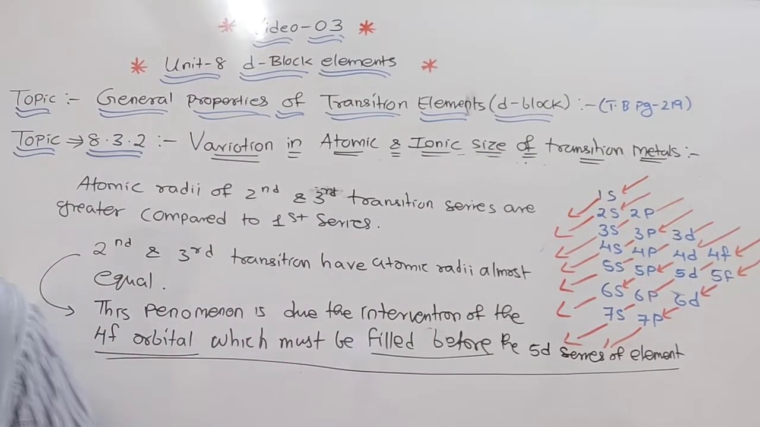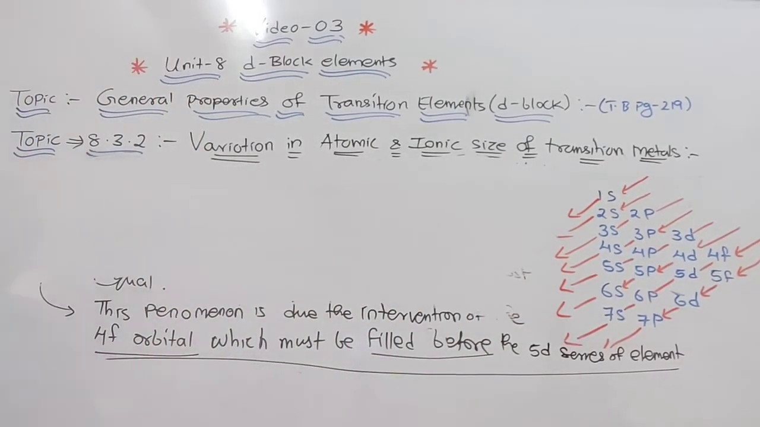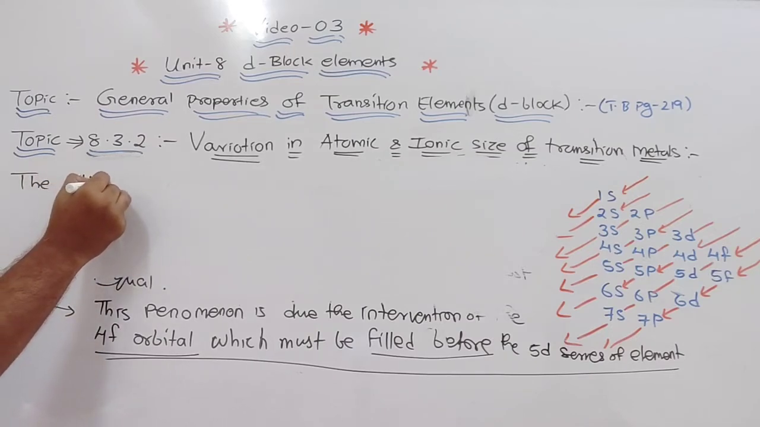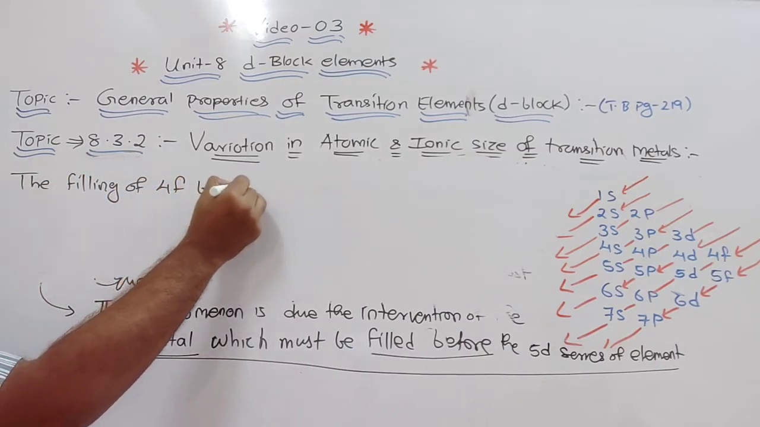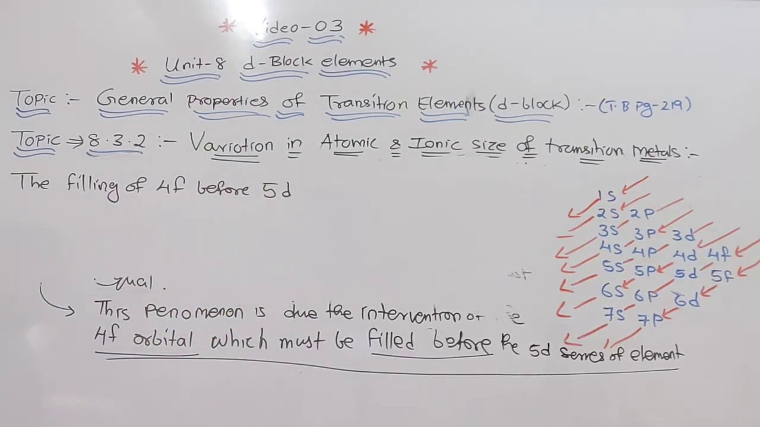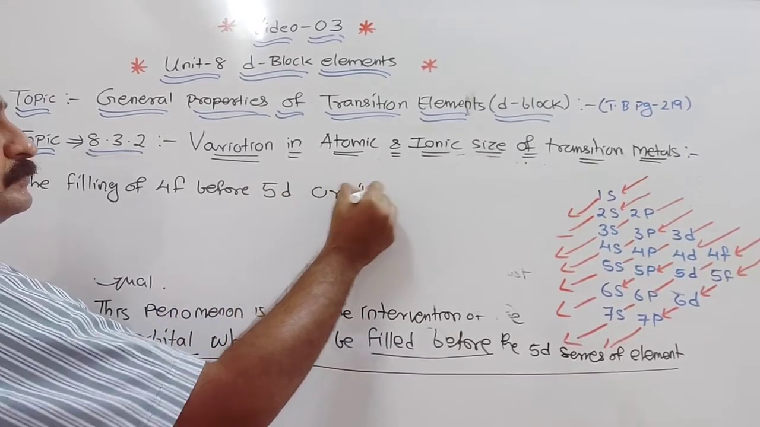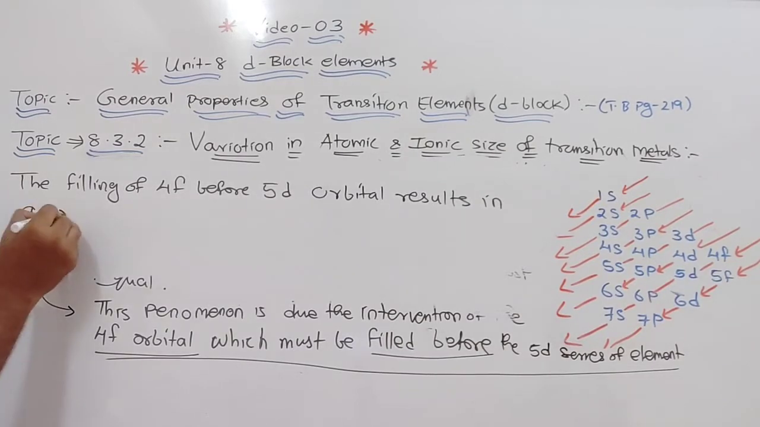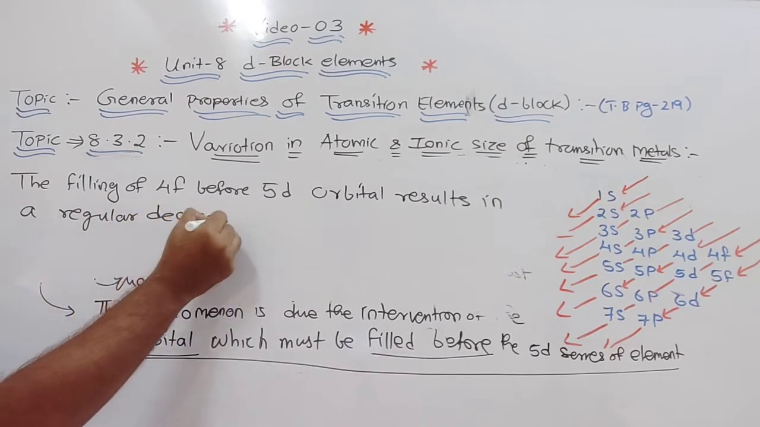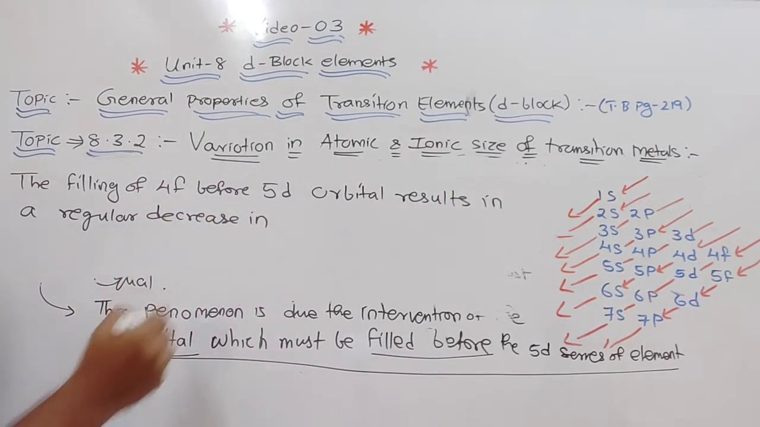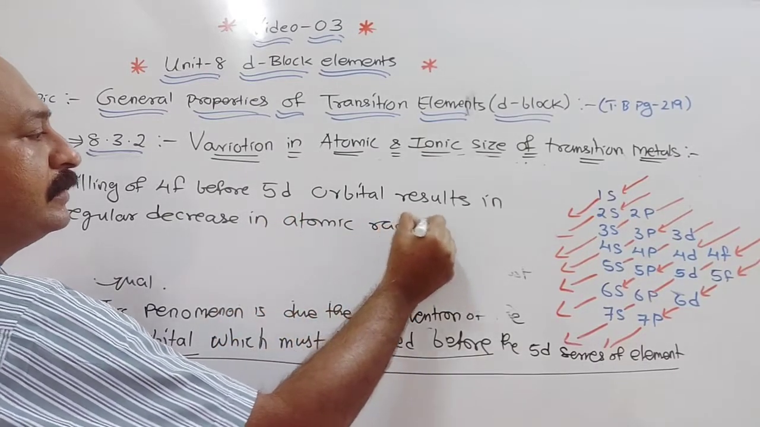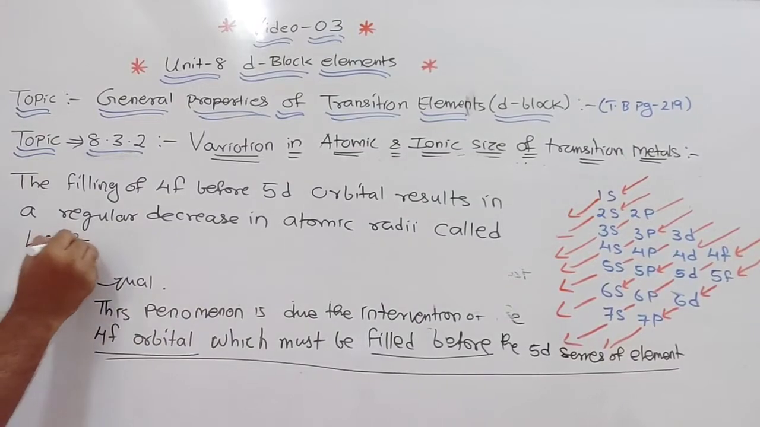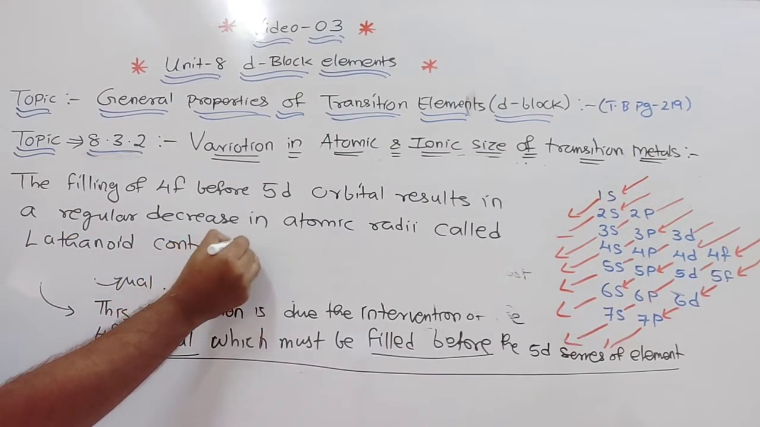I will write here, you can see. The filling of 4f orbital before 5d orbital results in a regular decrease in atomic radii called lanthanoid contraction. Clear? So what is lanthanoid contraction?